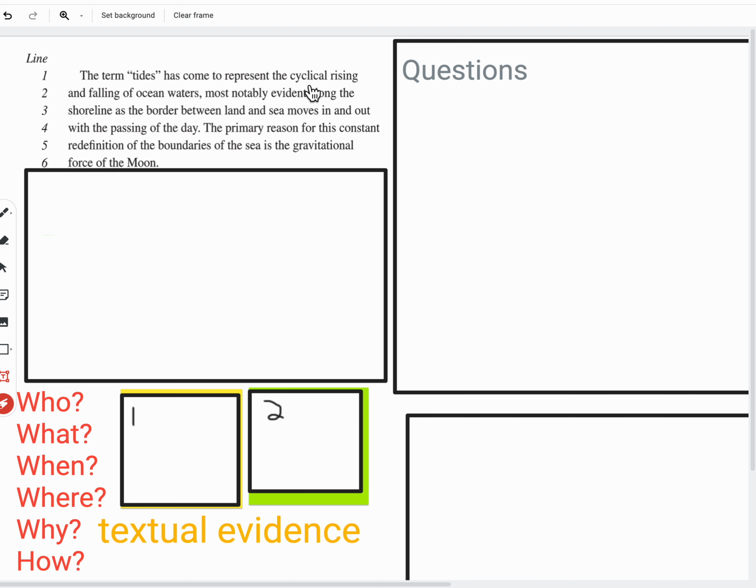The term tides has come to represent the cyclical rising and falling of ocean waters, most notably evident along the shoreline as the border between land and sea moves in and out with the passing of the day. The primary reason for this constant redefinition of the boundaries of the sea is the gravitational force of the moon. Now let's go in and highlight.